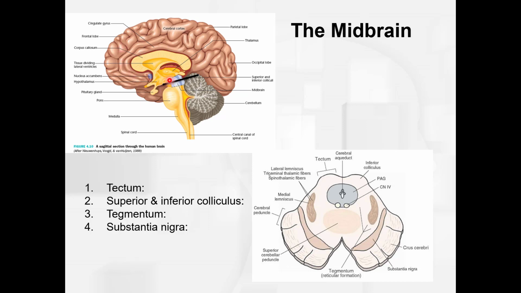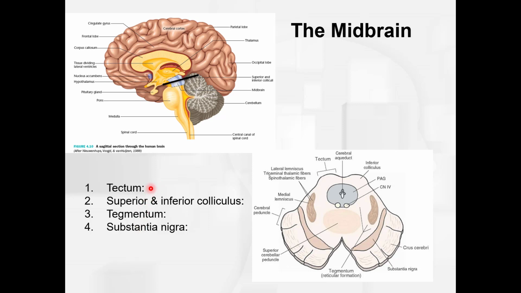Now, atop the hindbrain sits the midbrain, and it's this little area that's highlighted in a bluish color. And then we see this line, and this line is just showing us what the cross-section is that's represented here. There are four main parts to the midbrain: the tectum, the colliculi, the tegmentum, and the substantia nigra.